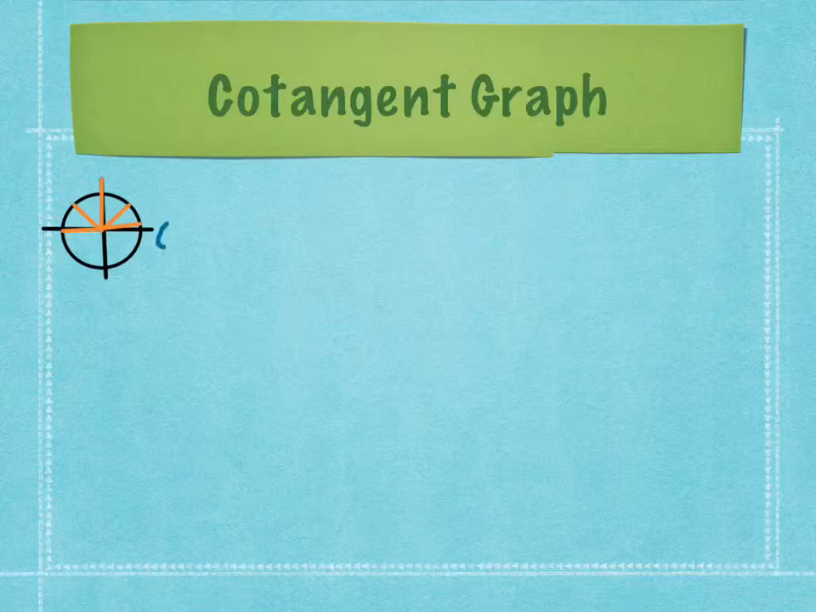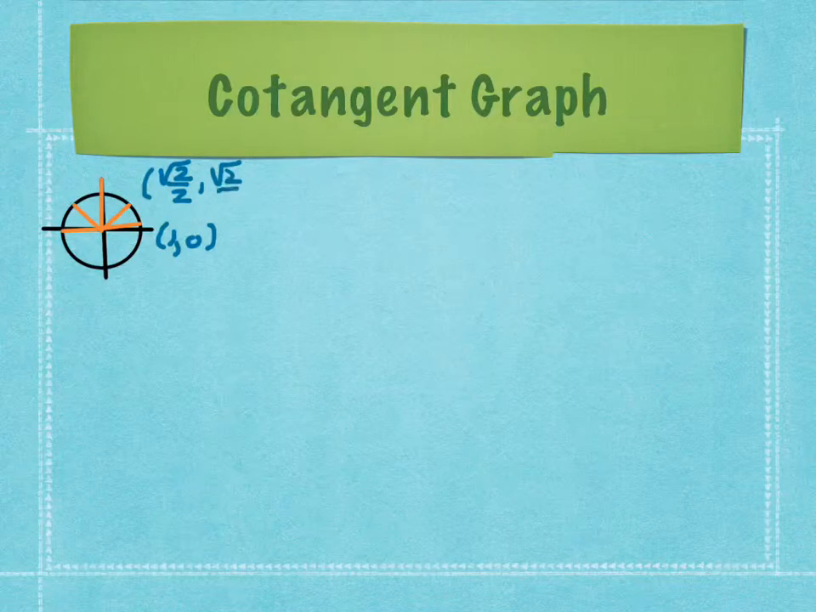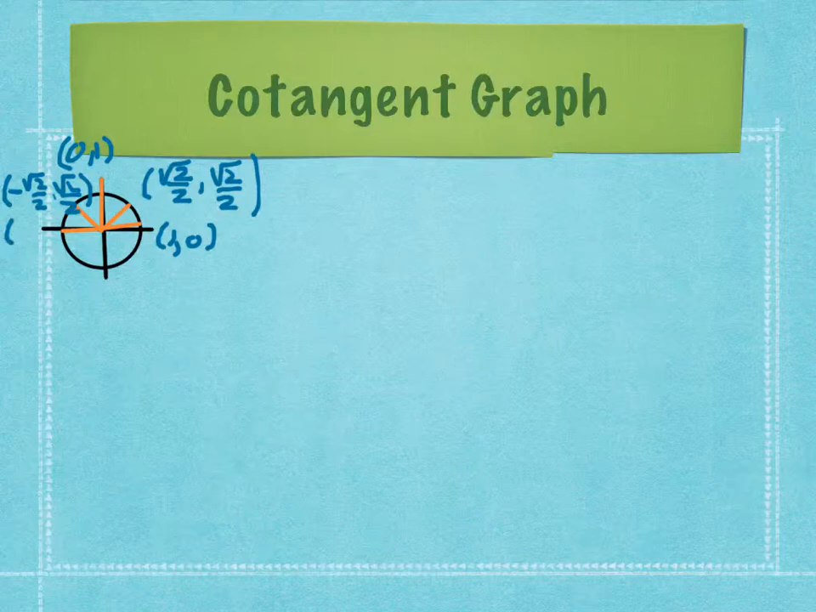So of course this is 1, 0, and then just like last time we had square root 2 over 2, square root 2 over 2. At the top I have 0, 1. On the left hand, kind of in the middle here, I've got negative square root 2 over 2 and square root 2 over 2. And then the last corner over here at pi, I have negative 1, 0.